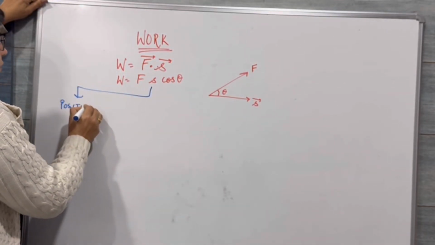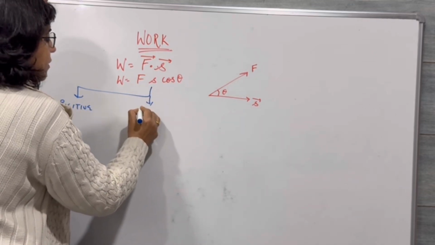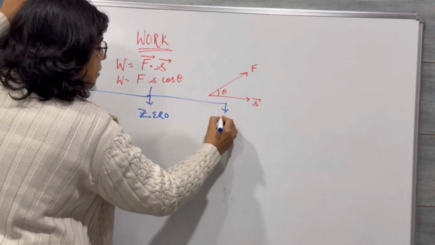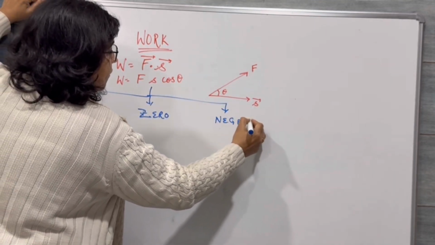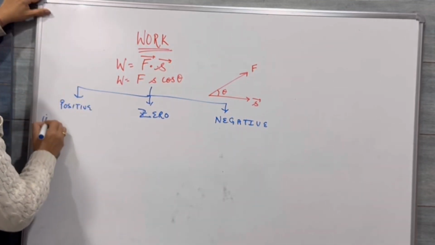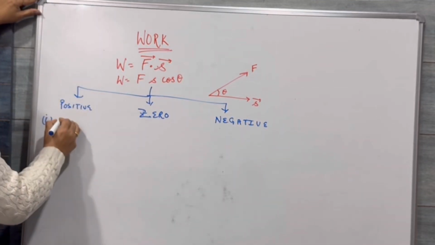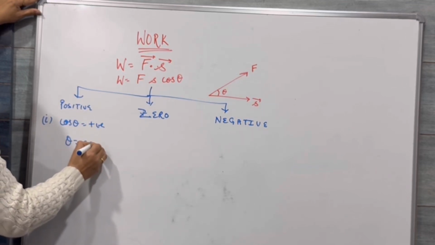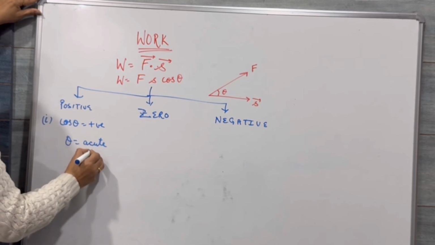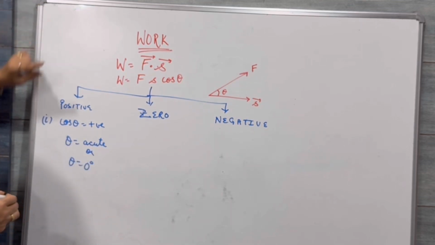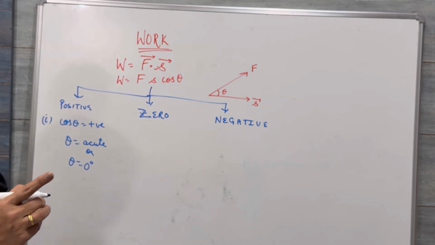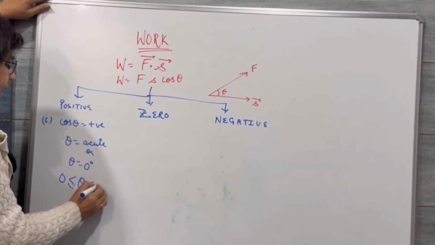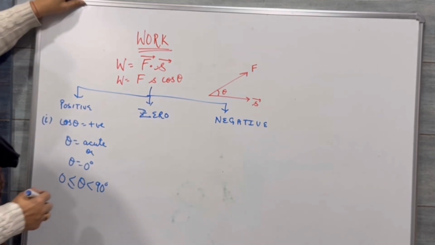Now this work done can be positive, this work done can be 0, or this work done can be negative. Now, when is the work done positive? When cos theta is positive, that means theta is acute or theta is 0 degrees. Whenever the angle is less than 90, or it can be 0 also. So 0 less than or equal to theta less than 90 degrees, then work done is positive.